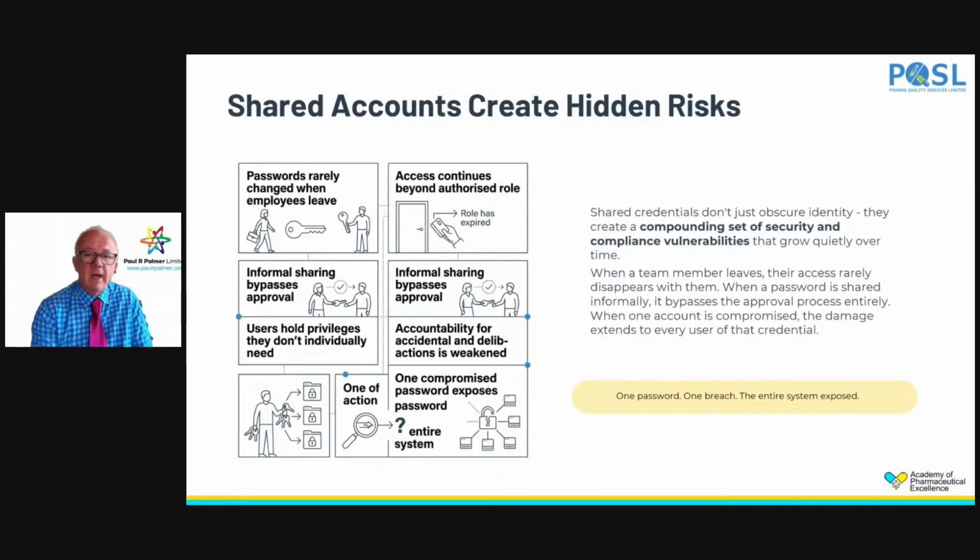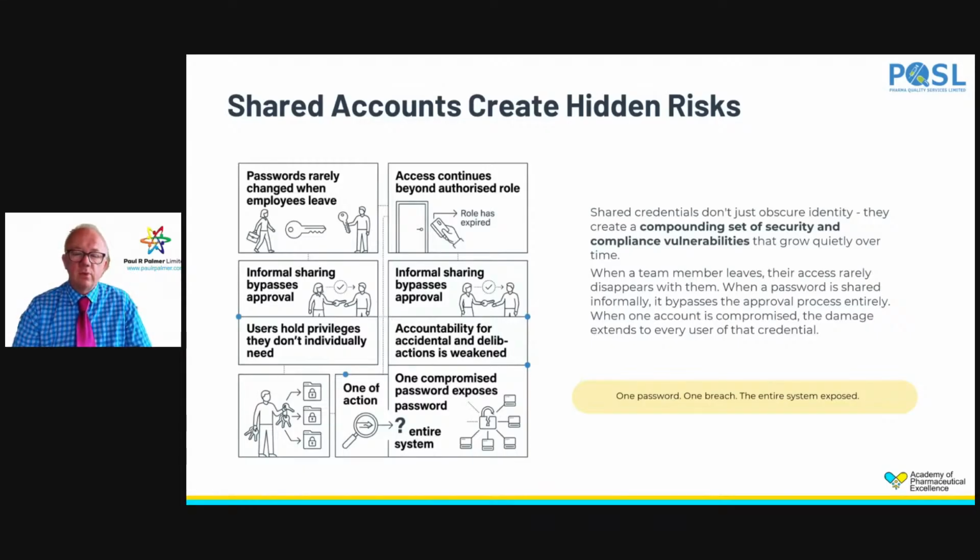One compromised password exposes an entire system. When a team member leaves, their access rarely disappears with them. When a password is shared informally, it bypasses the approval process entirely. Oh yeah, we've got this form which gives them the approval to use that piece of equipment, but we just shared it with them anyway because we've only got one password, so it makes no difference.